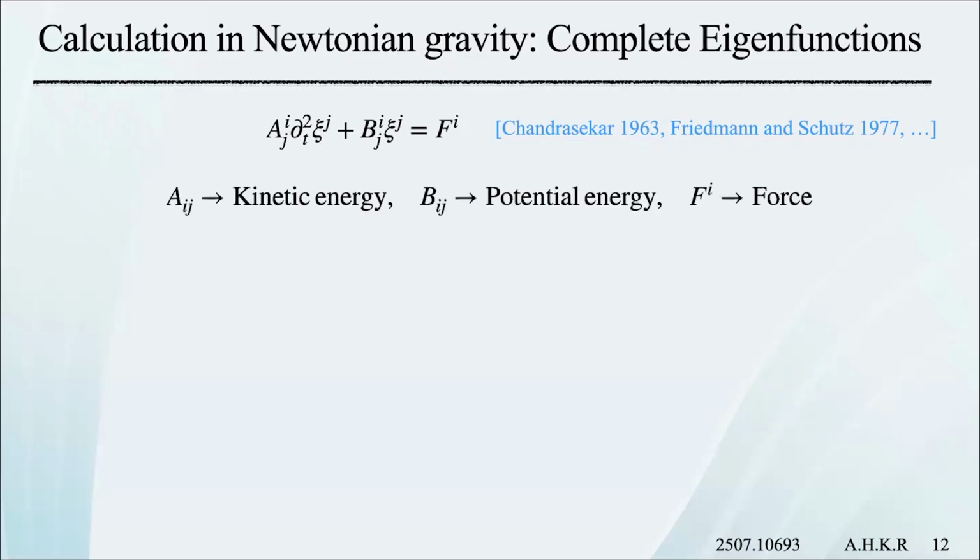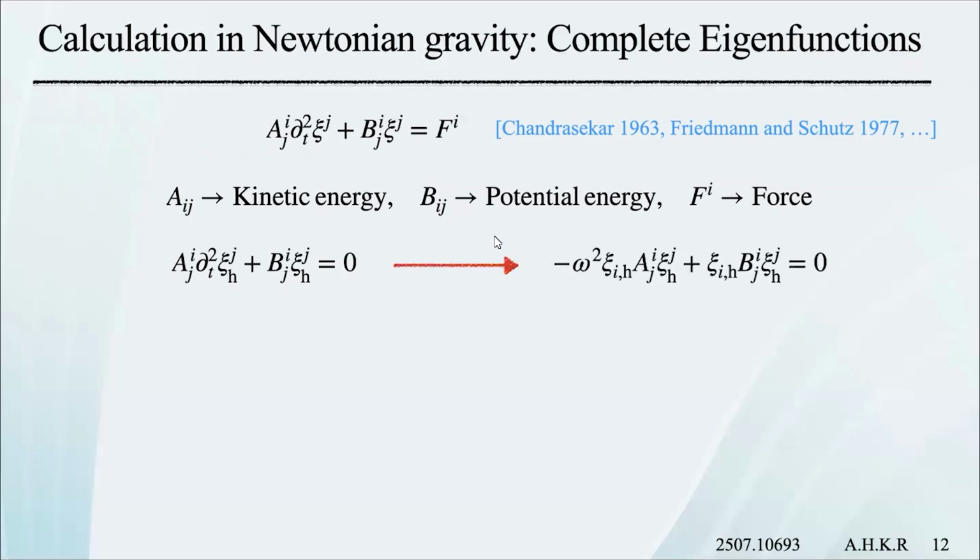Physically, what these components mean is that A_ij is the kinetic energy of the fluid inside the star. B_ij is the potential energy, which involves both pressure and gravitational contributions. And finally, F_i is the external tidal force. So you have this clean separation, and the canonical way to solve this problem is you first look at the homogeneous problem. So you set the force to 0, and then you try to understand what the homogeneous solutions look like. You begin by taking a Fourier transform, so you move from the time domain to the Fourier domain.